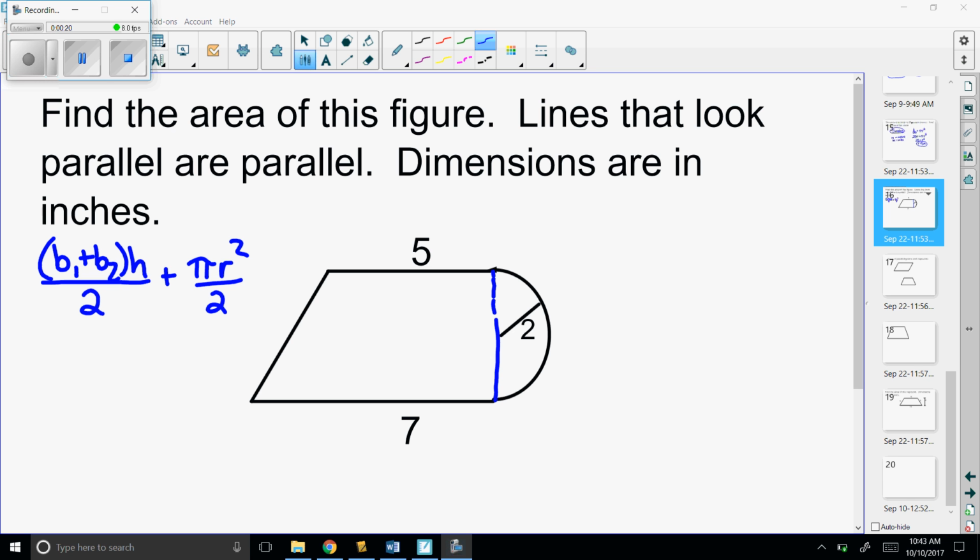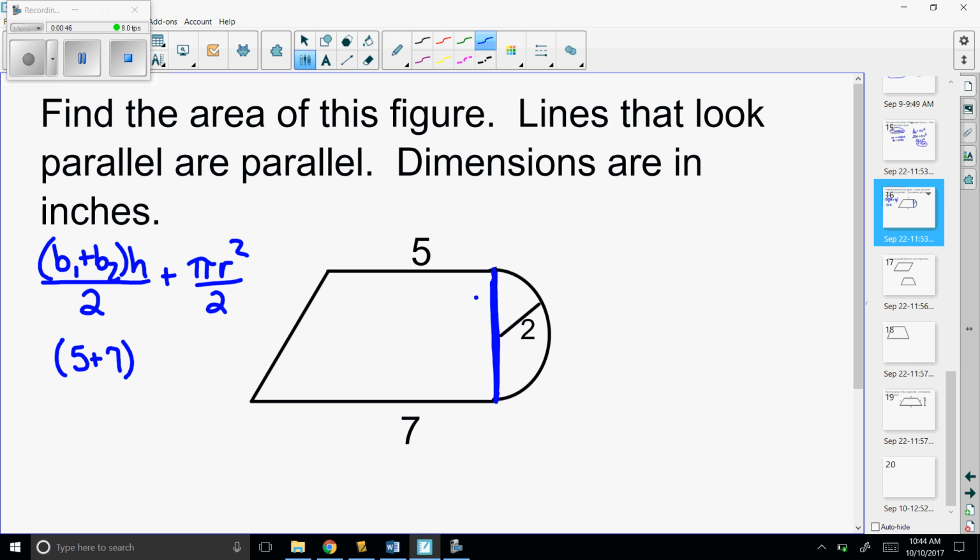Then you're going to add the area of half of a circle. So the area of a circle is pi r squared, but then you divide by 2. I have that formula already up on the board. As we look at it, if I want to find just the area of the trapezoid, my bases are 5 and 7. I take that times the height. The height happens to be the same as the diameter of the circle.